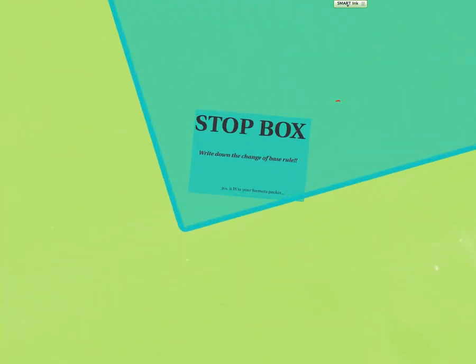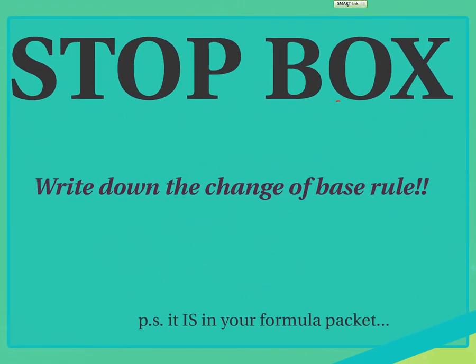All right. So for your stat box, just write that change of base rule so that it's right there on the top of your page. So when you turn back, you can see it right away. So, like I said, P.S. it is in your formula packet, so it's not something you have to memorize. It's still good to have that in your notes right out front.